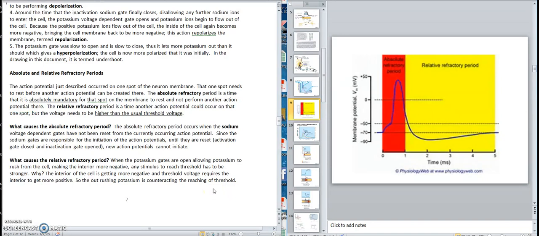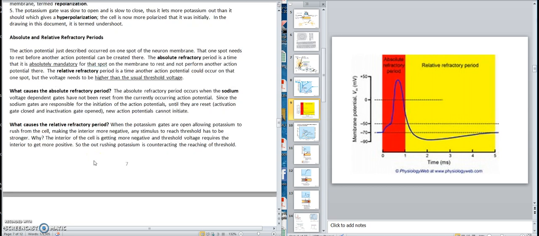That's what the relative refractory period is about. So we have two refractory periods that say on that one spot, you can either not do it at all with another action potential, or you can, but you have to give a stronger voltage. Okay? That's what that's about.